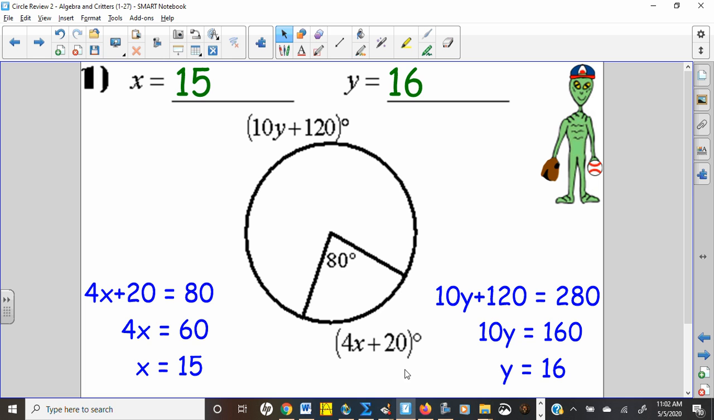Problem number 1, pretty straightforward. The central angle and the arc were 1 to 1. And then if you subtract 80 from 360, you have the remaining 280. So you set the 10y plus 120 equal to that. So there's the work there.